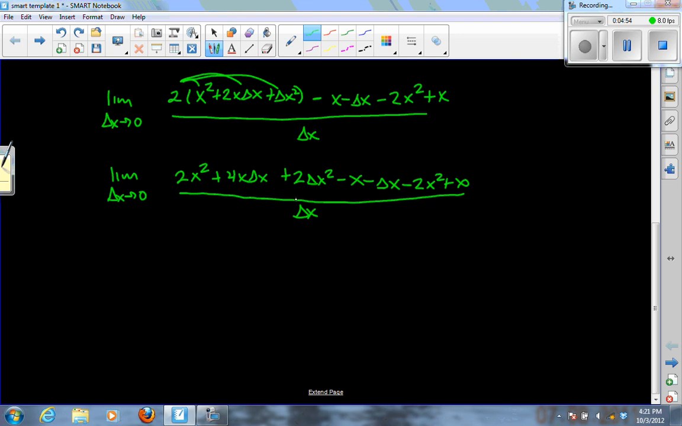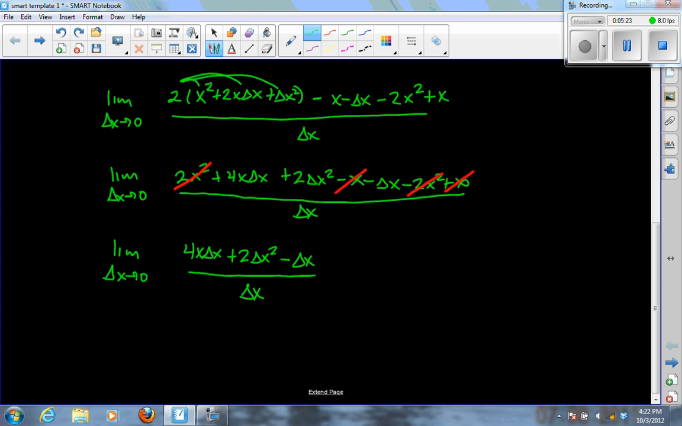And we see that some stuff will zero out up here on the top, like negative x and positive x, and negative 2x squared and positive 2x squared. And that will leave me with 4x delta x plus 2 delta x squared minus delta x all over delta x. Still have my limit over here. And I can't direct substitute still because I still have a delta x in the bottom, so let me try to cancel that with a delta x in the top.